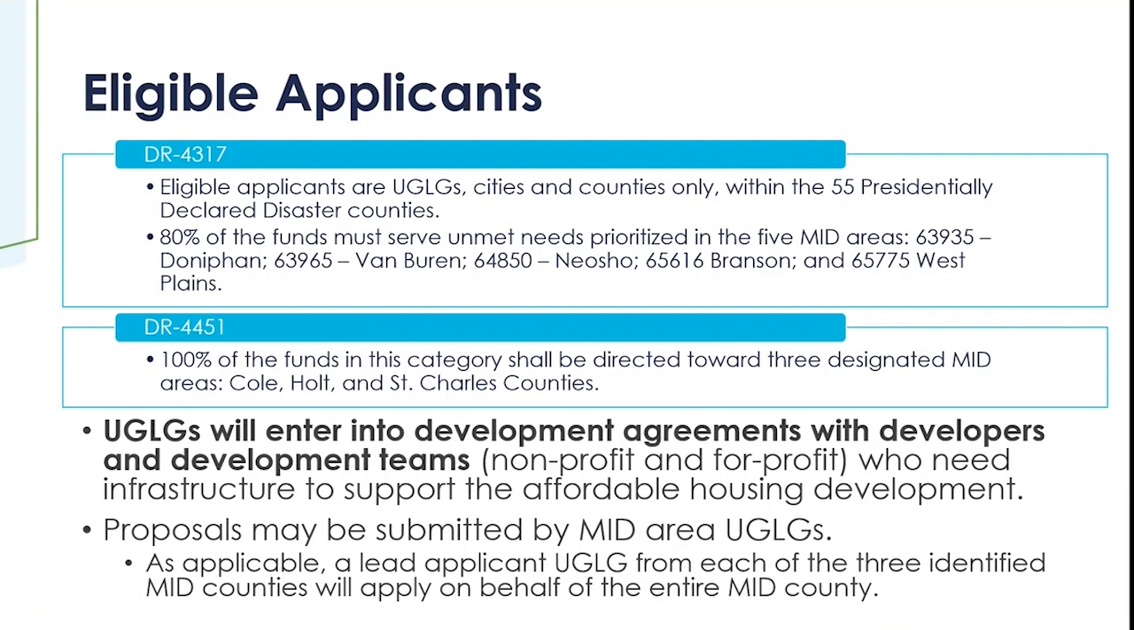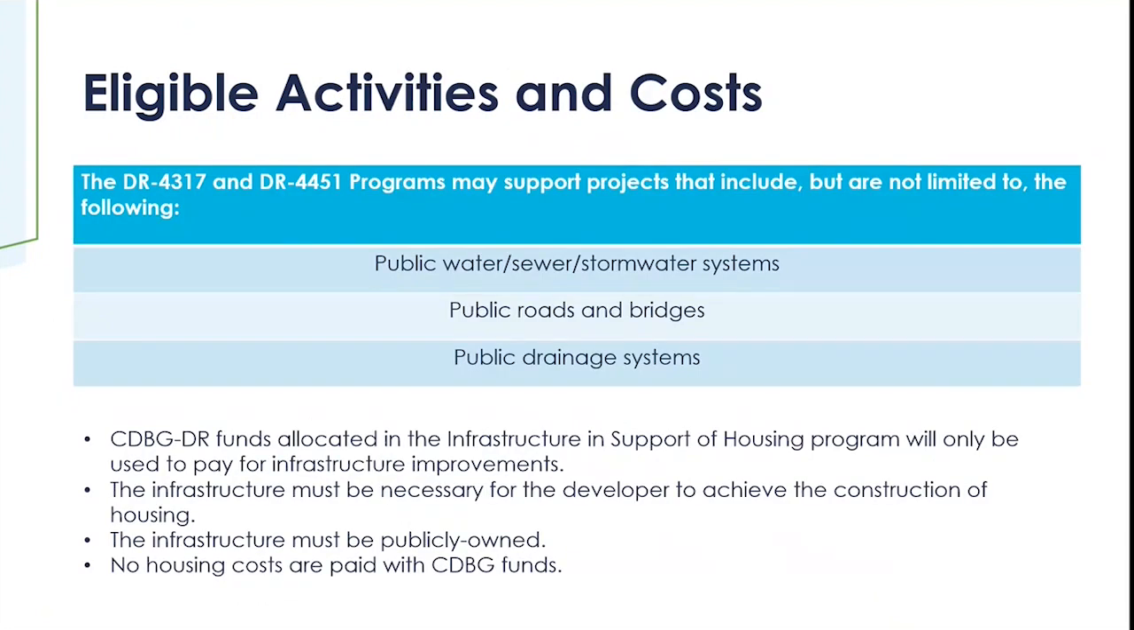The structure allows for units of local government to enter into development agreements with developers and development teams, both for-profit and nonprofit, who need infrastructure to support the housing that they will build. The eligible activities and costs for the CDBG funds in the category include things like public water and sewer and stormwater, and it may also include roads or drainage as well.